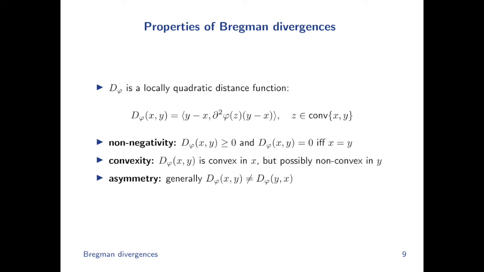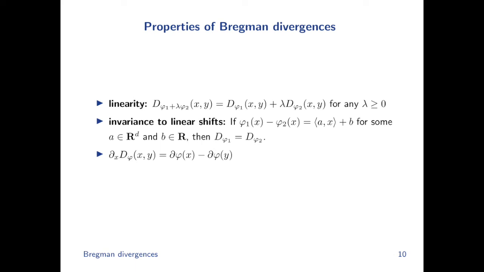Finally, Bregman divergences are generally asymmetric. So generally, if I look at the Bregman divergence between x and y and between y and x, they're not the same. However, the fact that it's a locally quadratic distance function, which is symmetric, suggests that even though the Bregman divergence may not be exactly symmetric, it's approximately symmetric if the two points are close. Okay, so it's not exactly a quadratic, but it behaves a lot like a quadratic function in a small neighborhood. So a couple other properties of Bregman divergences.